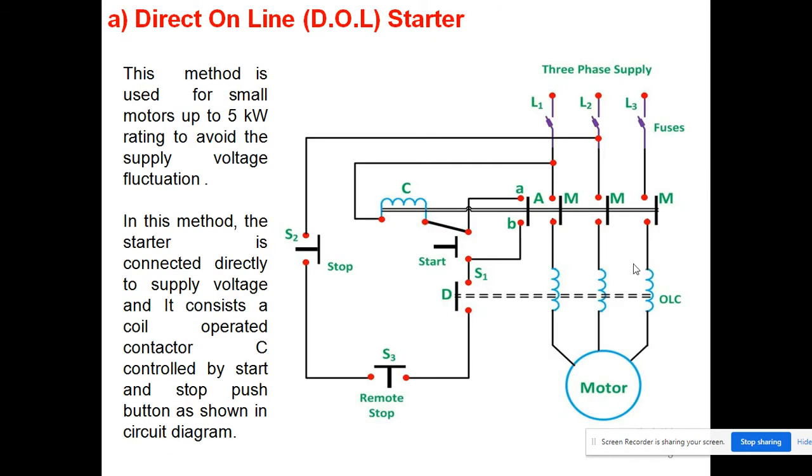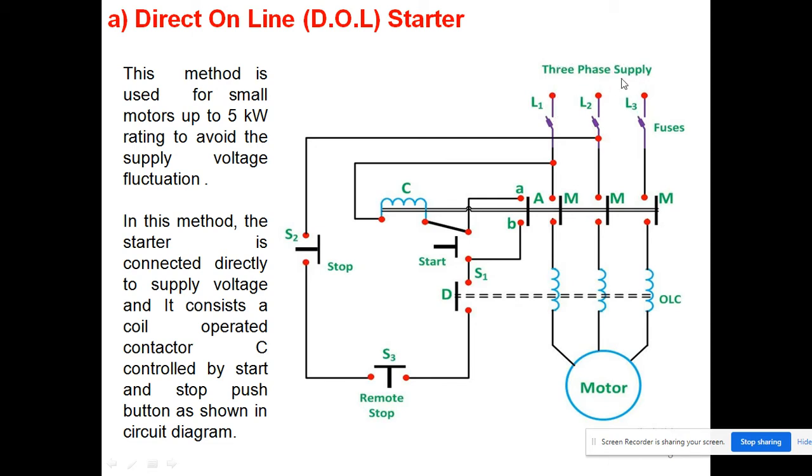So when we are talking about our direct online starter, you see this diagram carefully. The whole process we can easily understand here. First, you see it is our induction motor. You must have in your mind it is the induction motor, and the remaining part is our starter. This method is used for small motors up to 5 kilowatt rating to avoid supply voltage fluctuation. That's why we are using a starter here. In this method, the starter is connected directly to the three-phase supply. You see here the three-phase supply, so we connect from this supply.